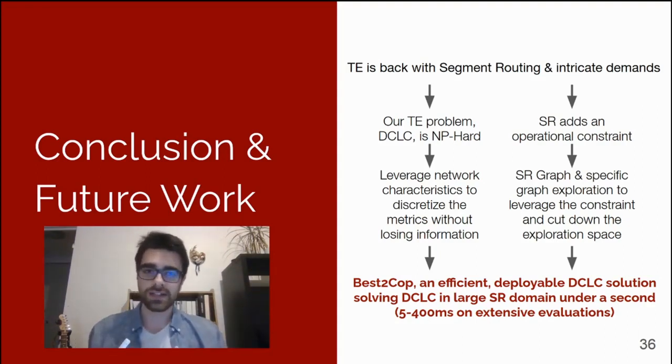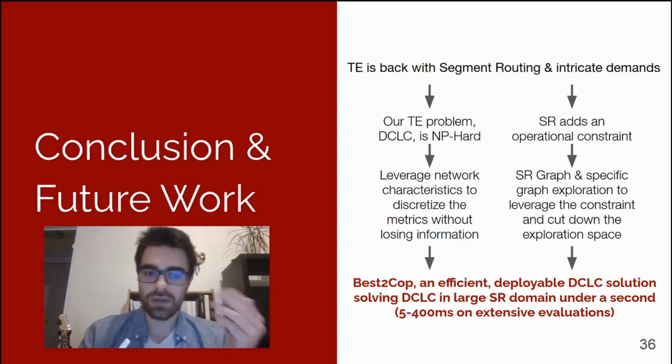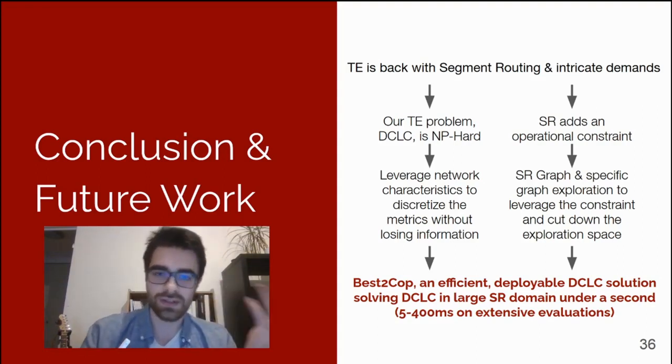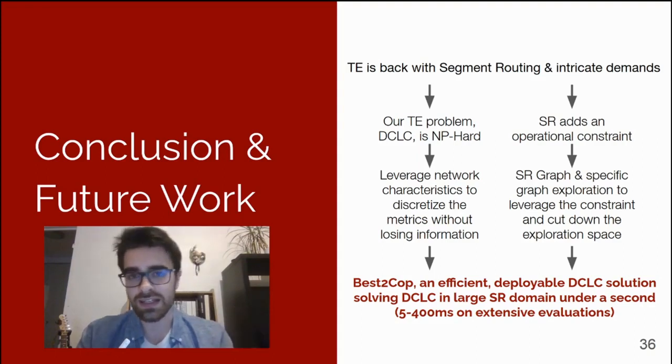leveraging some network characteristics, especially the inaccuracy of delay measurement, and by using a specific construct that we tuned to fit our problem and an appropriate graph exploration on this construct. By merging these two ideas into an algorithm, we created best2cup, which is an efficient, deployable DCLC solution which is able to solve DCLC in large SR domains in under a second.